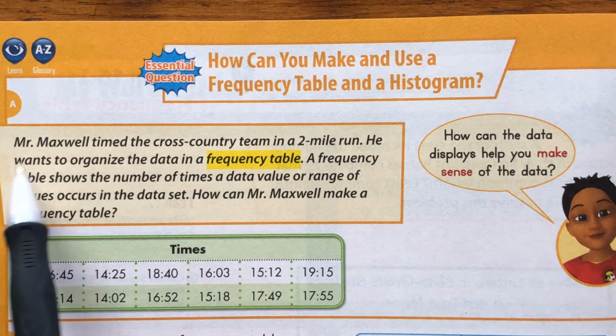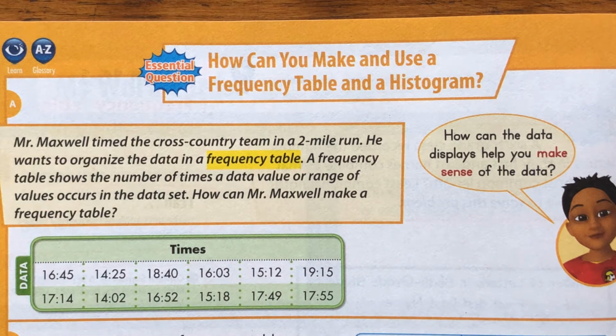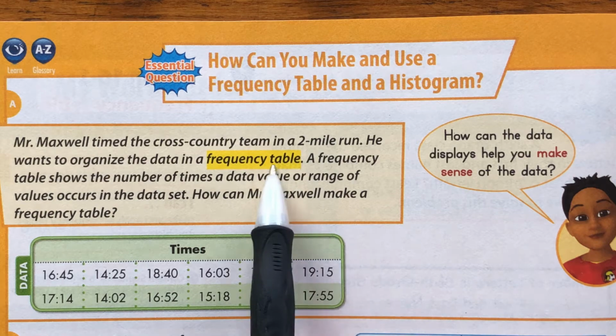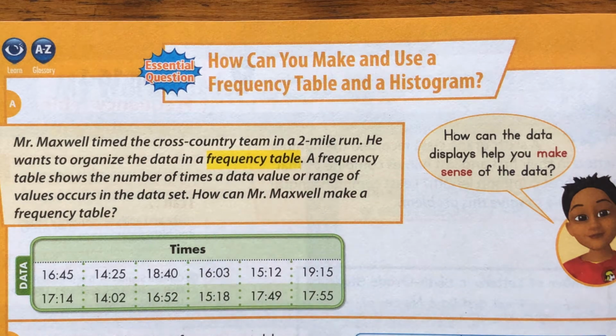It says Mr. Maxwell timed the cross-country team in a 2-mile run. He wants to organize the data in a frequency table. So that's the first thing we're going to learn about, a frequency table. A frequency table shows the number of times a data value or range of values occurs in the data set. How can Mr. Maxwell make a frequency table?